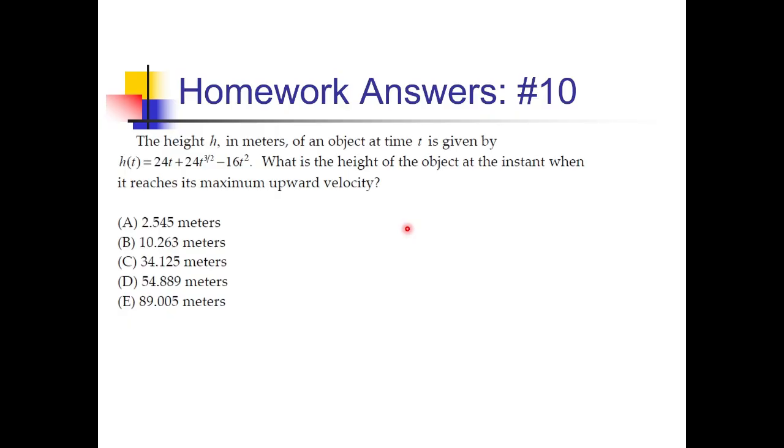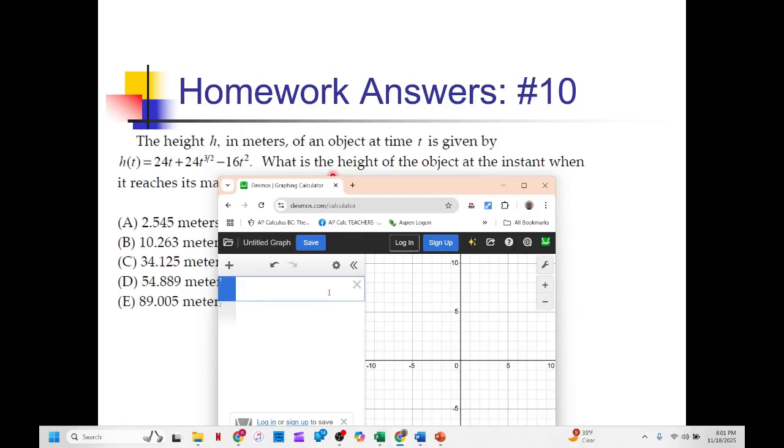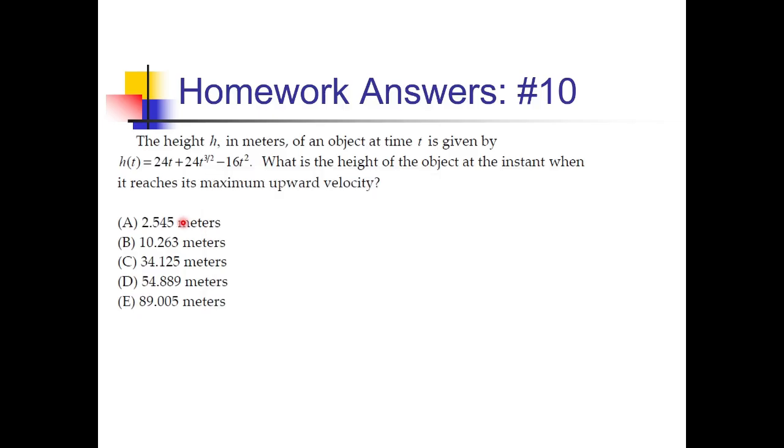So let me go to Desmos and actually enter this h function in there. So here we are in Desmos. Let me just write in h of t equals 24t plus 24t exponent 3 halves minus 16t exponent second power. Okay, so at some point I'll come back and do h of some number. Now, to find that number, we need to find the time at which the object reaches its maximum upward velocity.